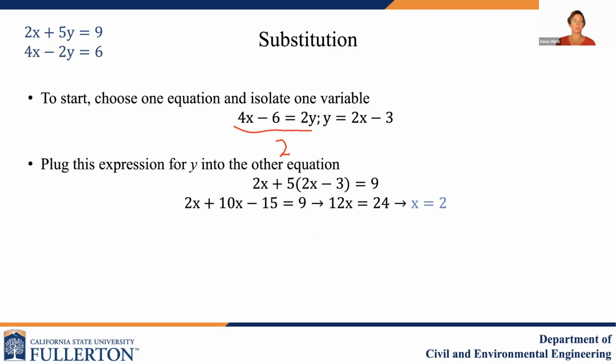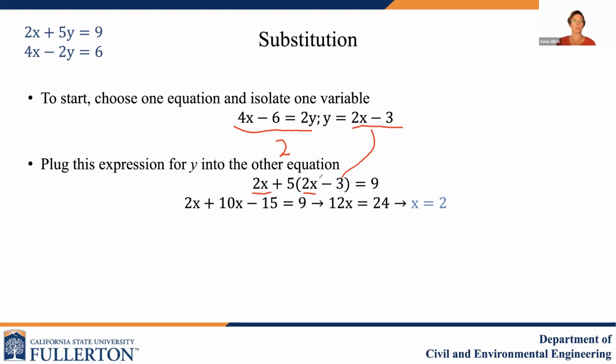I plug this expression for y into the other equation. So now I have that y is equal to 2x minus 3. In my other equation, 2x plus 5y is equal to 9, now I'm going to plug this expression in for y. 2x plus 5 times (2x minus 3) is equal to 9. Now I've eliminated y from this equation and I only have variables in terms of x. So I'm going to solve for x.